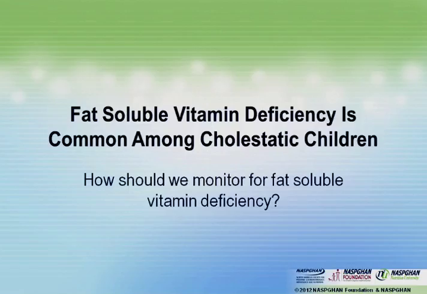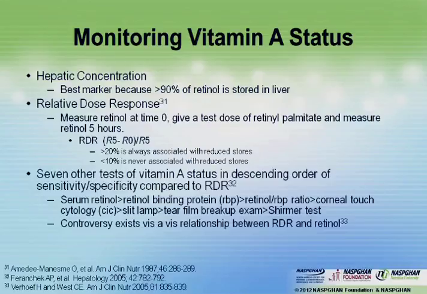So how should we monitor for these deficiencies? Well, you can look at hepatic concentrations for vitamin A, but nobody's going to biopsy just to get the hepatic concentration. You can measure retinol and do a relative dose response. You can do either an IV dose response or an oral dose response. And if you measure retinol at time 0 and then at 5 hours, and you have a greater than 20% rise, you'll have reduced stores. If you have less than 10%, you never have reduced stores. So between 10 and 20%, there is a gray area.